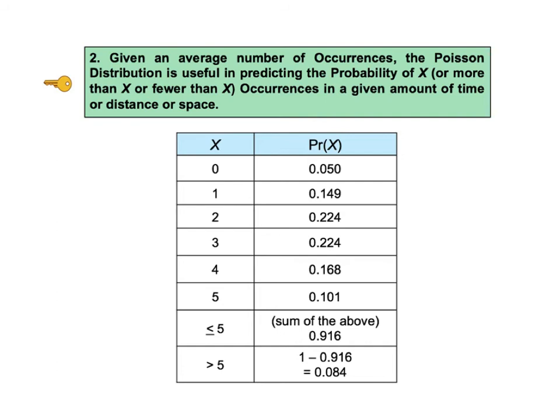So the probability of exceeding our limit of 5 calls in any 10-minute period is 1 minus 0.916, which equals 0.084, or about 8%. This information will be used in determining our staffing level.